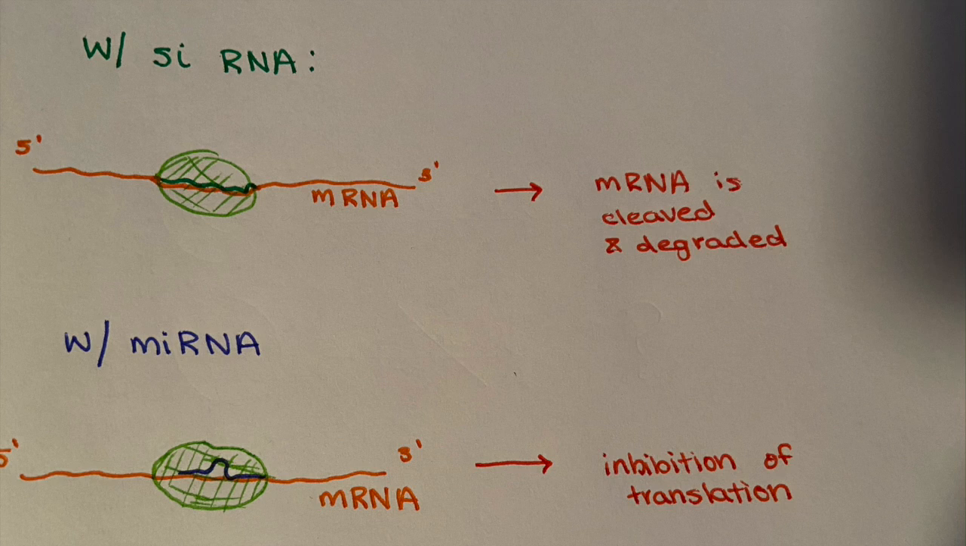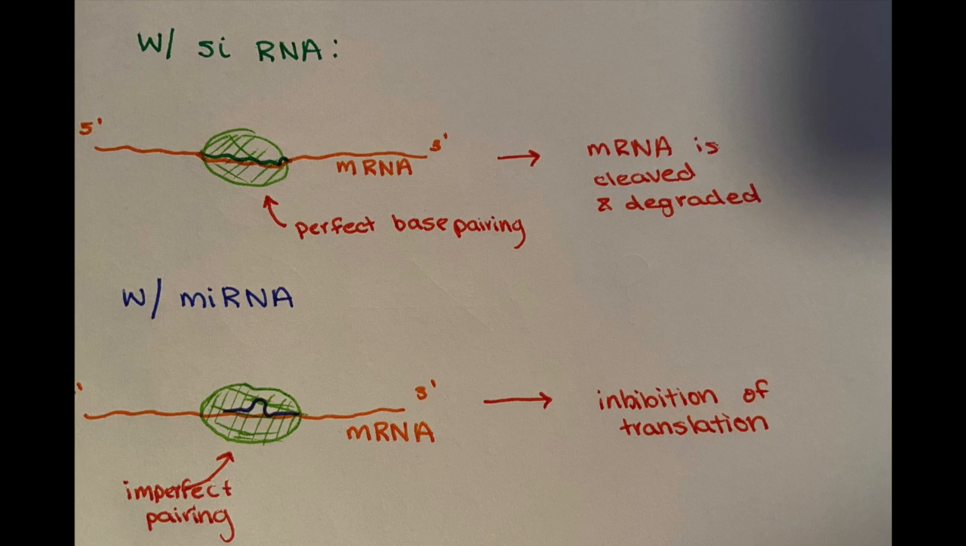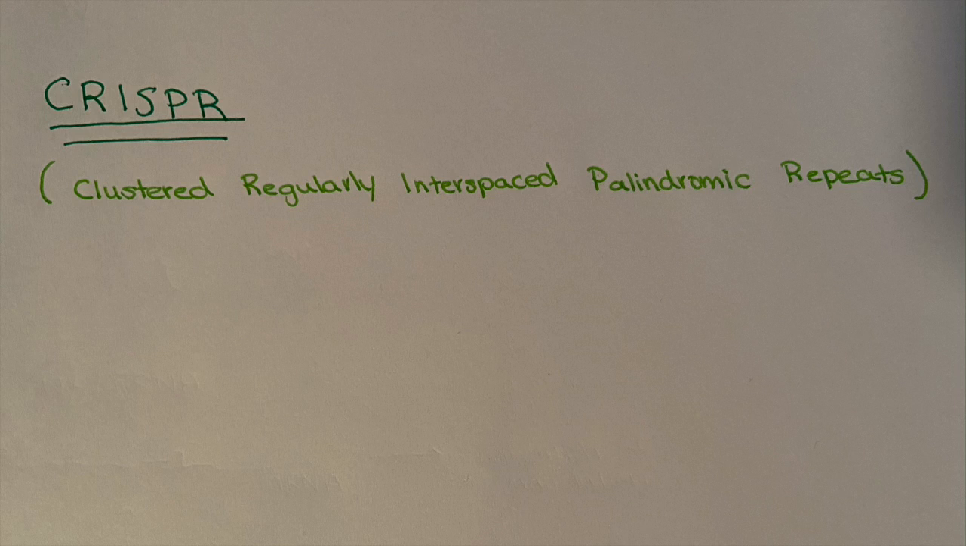The RISC pairs with a messenger RNA molecule that possesses a sequence complementary to its siRNA or miRNA component, and the RISC then either cleaves the mRNA, leading to its degradation in the case of small interfering RNA, or represses translation of the mRNA in the case of microRNA. RISCs with siRNA are very precise, often being the perfect complement to the mRNA sequence. Conversely, miRNA only partially complements the targeted messenger RNA, but this allows for the miRNA to target many different messenger RNAs.